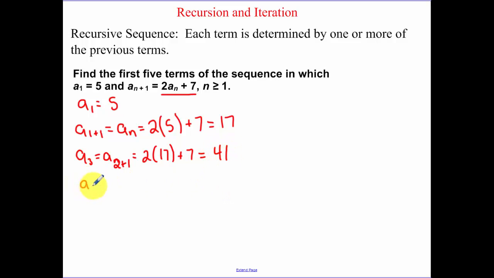So basically what you're doing to get your next term, or the fourth term, is plugging in the previous term. And then our fifth term would be this.